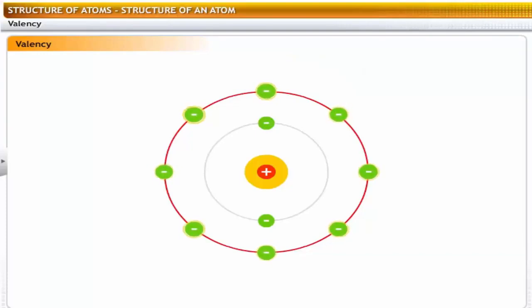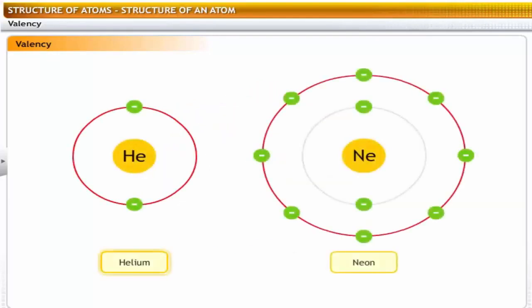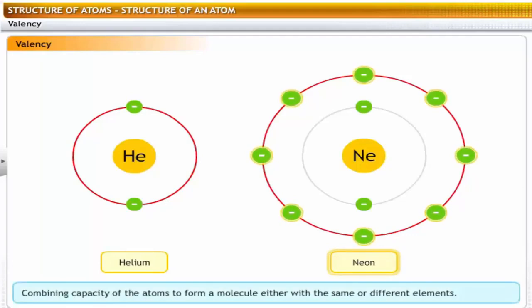It was observed and concluded that an atom with completely filled subshells is stable and does not react easily. In other words, its combining capacity is 0 or nil. The outermost shell of inert gas elements, whose subshells are completely filled, is stable. For example, helium and neon, where helium has 2 electrons in its outermost shell and all other inert gas elements have 8 electrons. The combining capacity of the atom to form molecules either with the same or different elements is defined as valency.